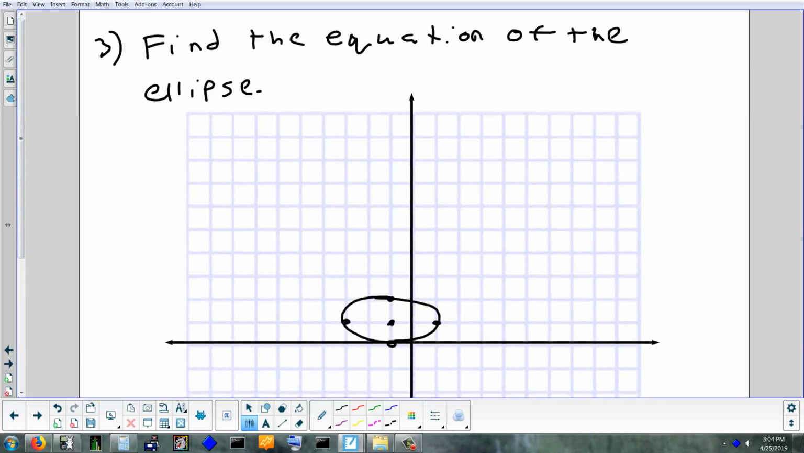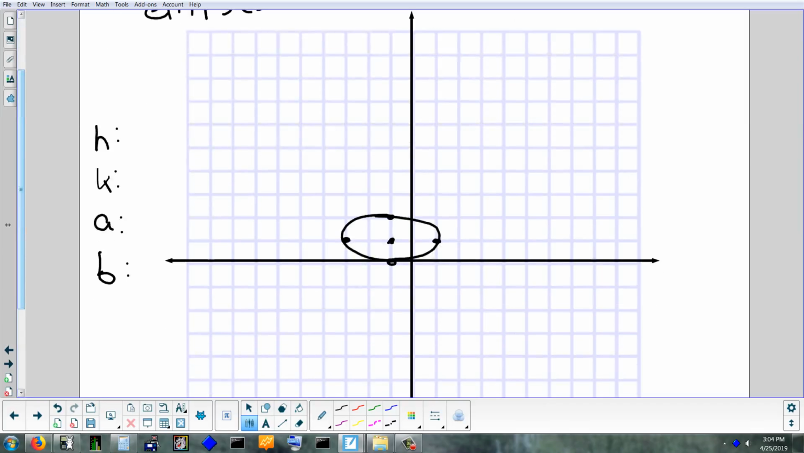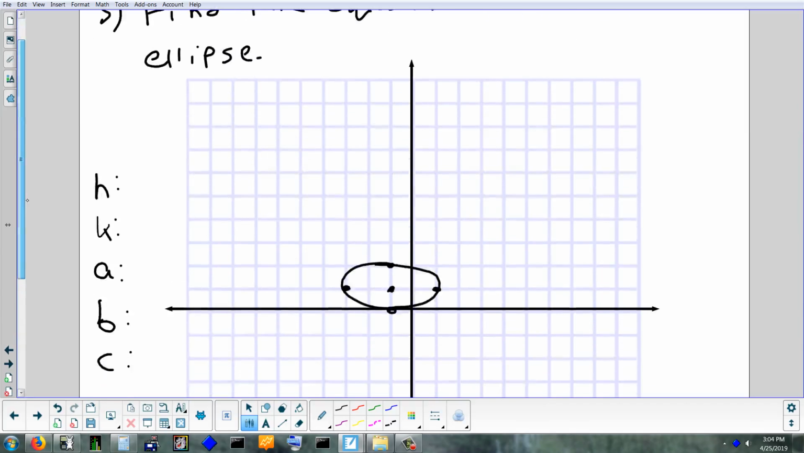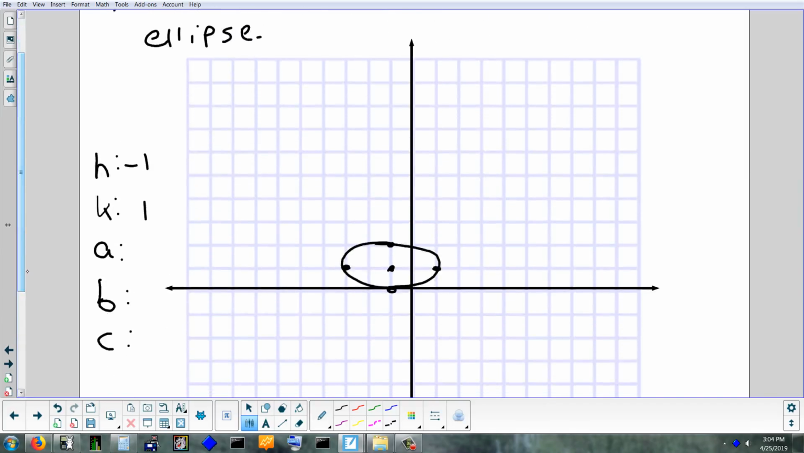All right, so let's look at this one. Now they want us to find the equation of an ellipse given some information. First thing you always want to do, h, k, a, b, c. All right, so h and k are the coordinates of the what? Center. So what's the center here? -1, 1. So we got those two. A is the distance between what two things? The vertex and the center. And what's the distance between vertex and center here?